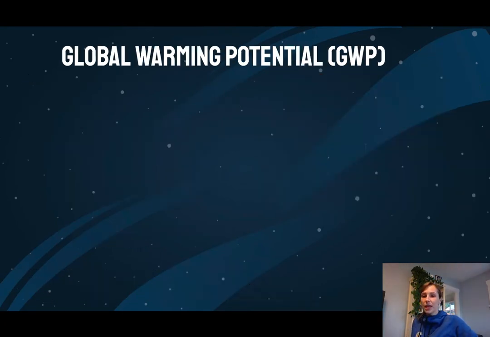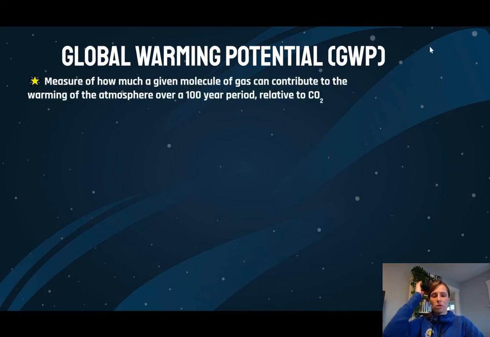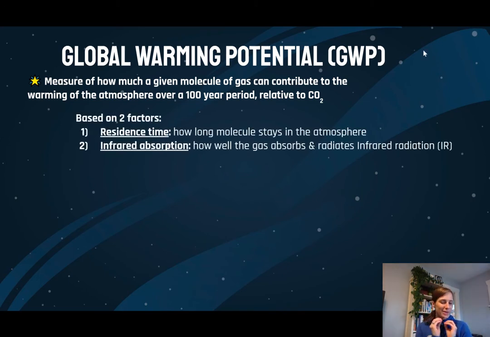All right, so there's this thing called the global warming potential, which will be abbreviated as GWP. And this is the measure of how much a given molecule of gas can contribute to the warming of the atmosphere over a 100-year period relative to carbon dioxide. We choose carbon dioxide to be the baseline here.